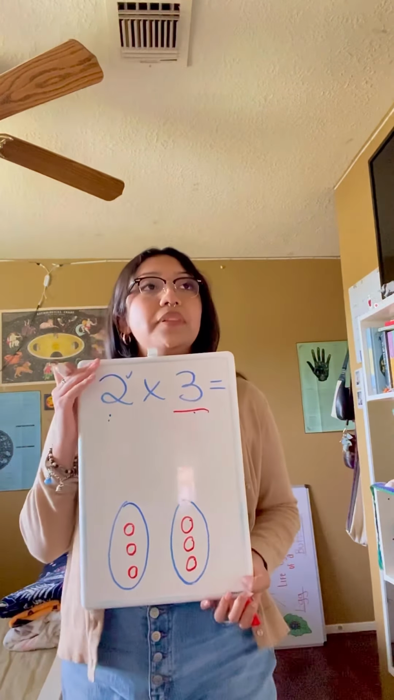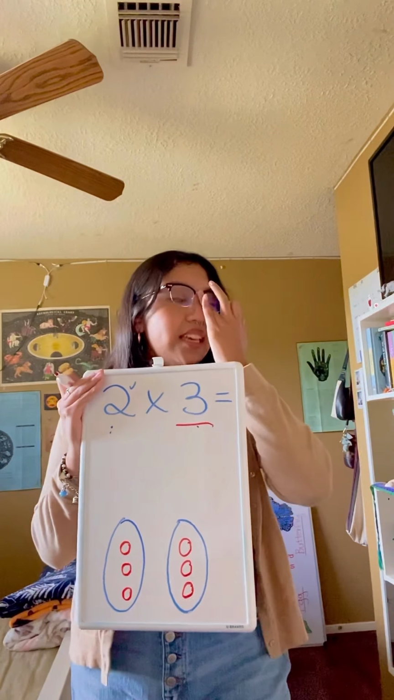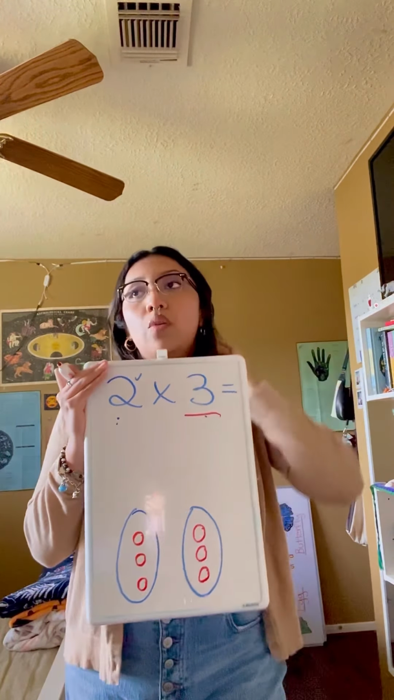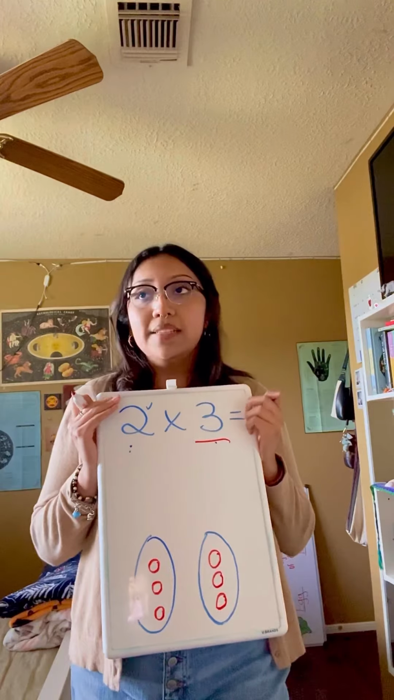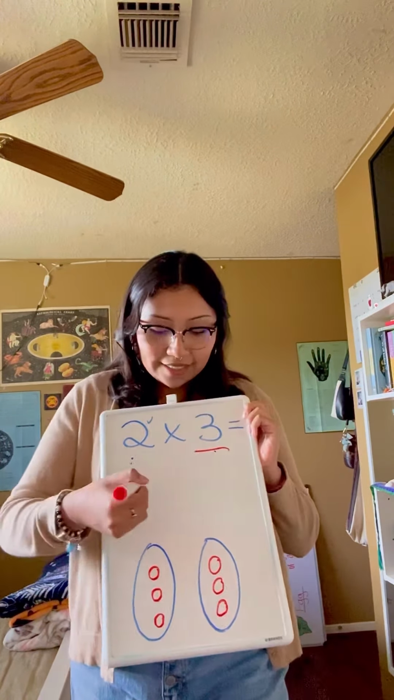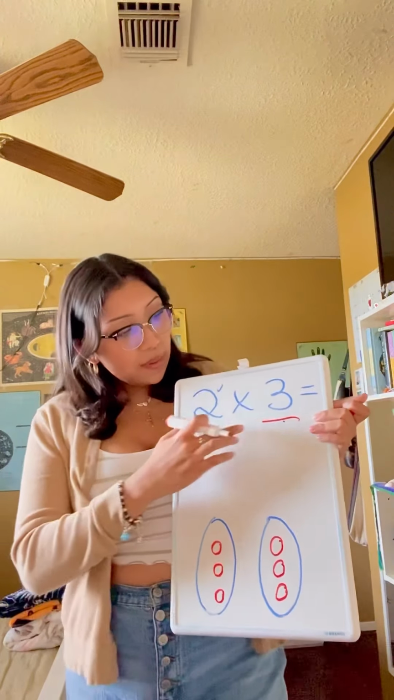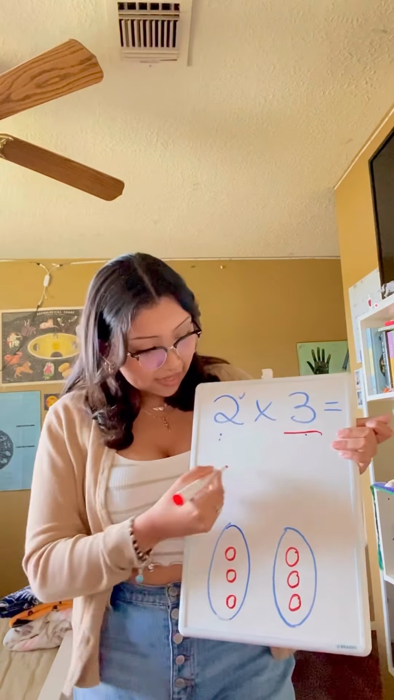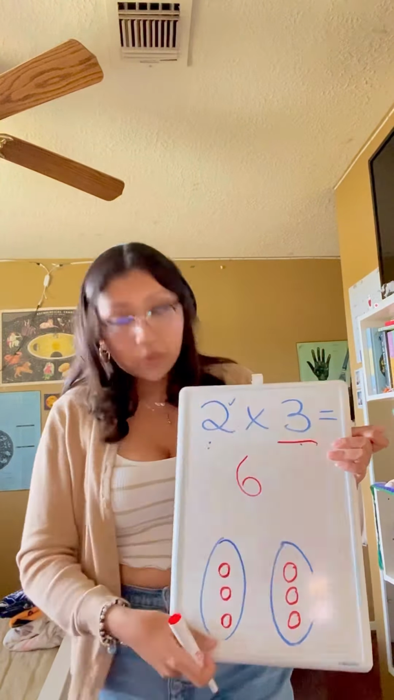Can anybody please raise their hand and quietly let me know what the answer for this math problem is? Perfect, 6. So 2 times 3 is equal to 6. Good job. All right, let's go over this one more time.